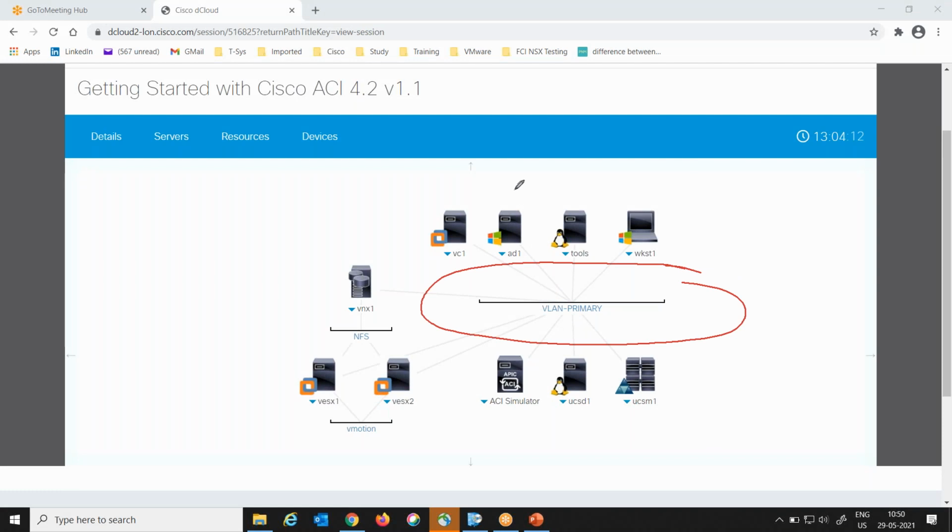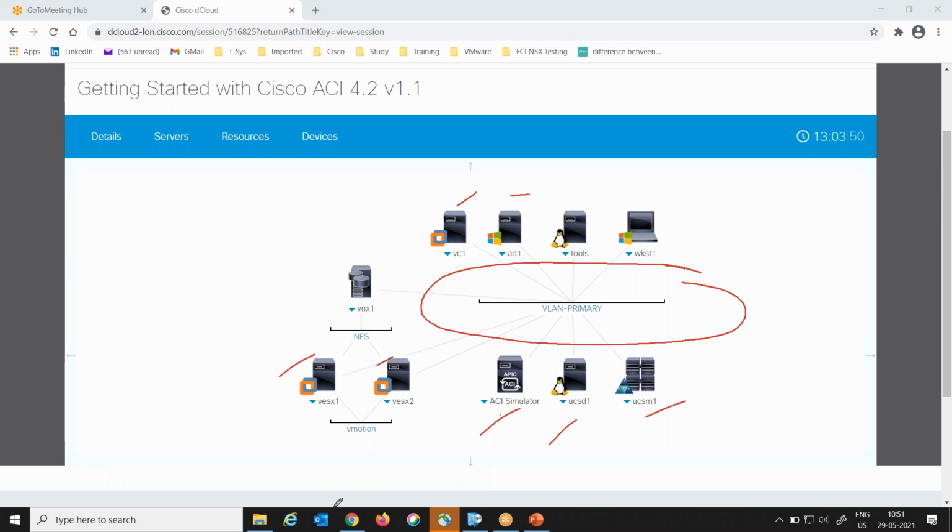All the devices, you talk about Active Directory, vCenter server, ACI devices, 2 spine switches, 2 leaf switches available, UCS Director, UCS Manager, ESXi hosts, all of them are connected in the same management plane.